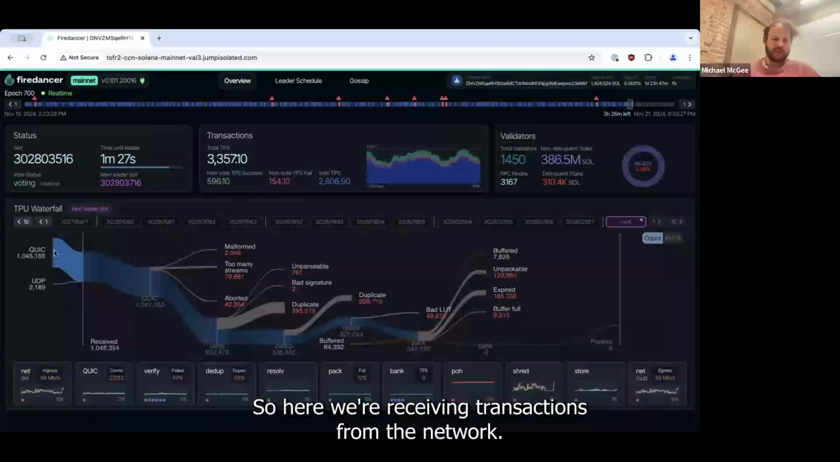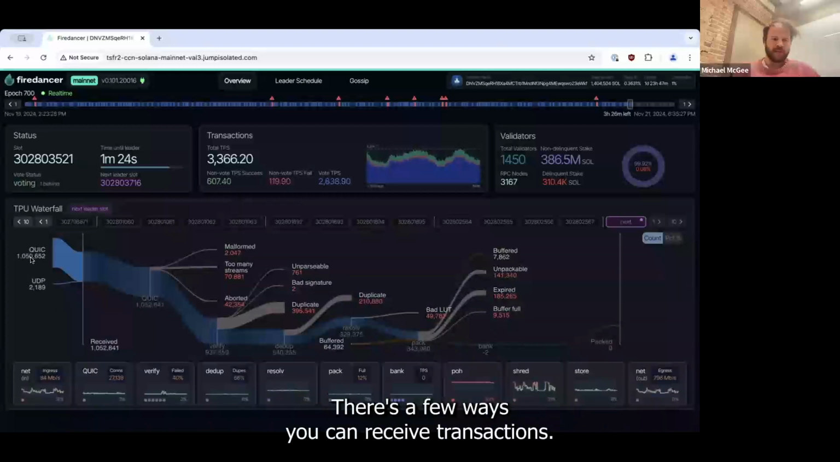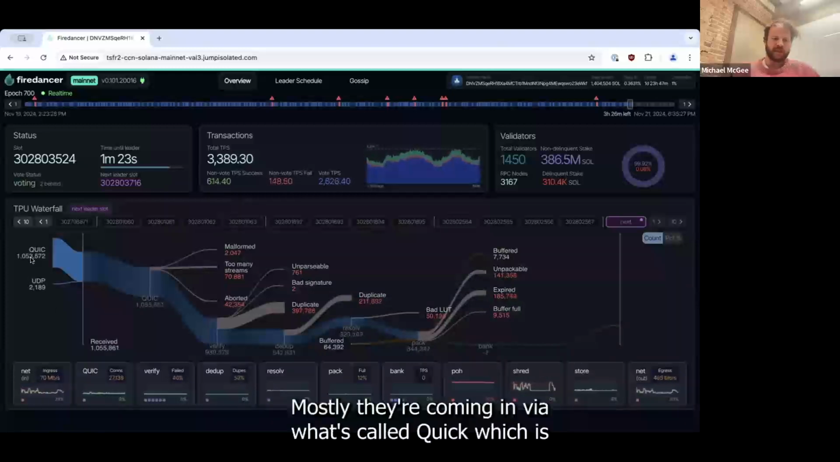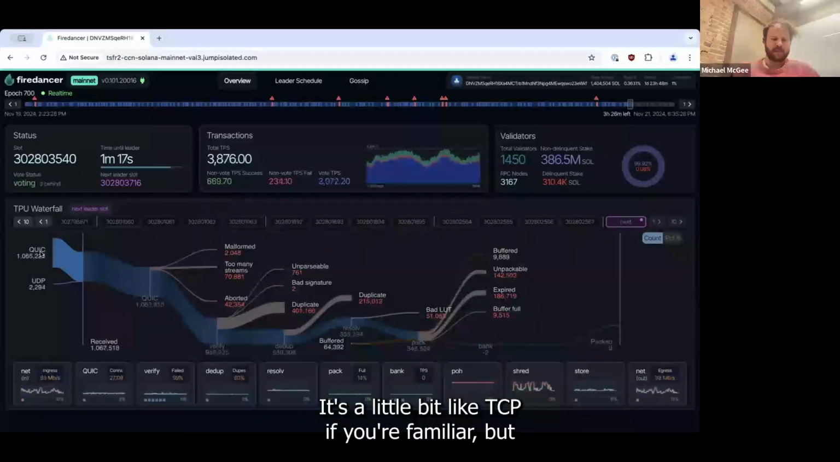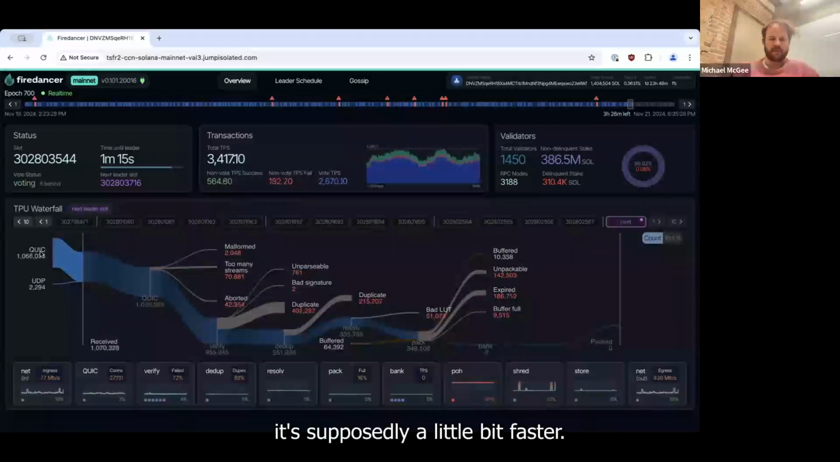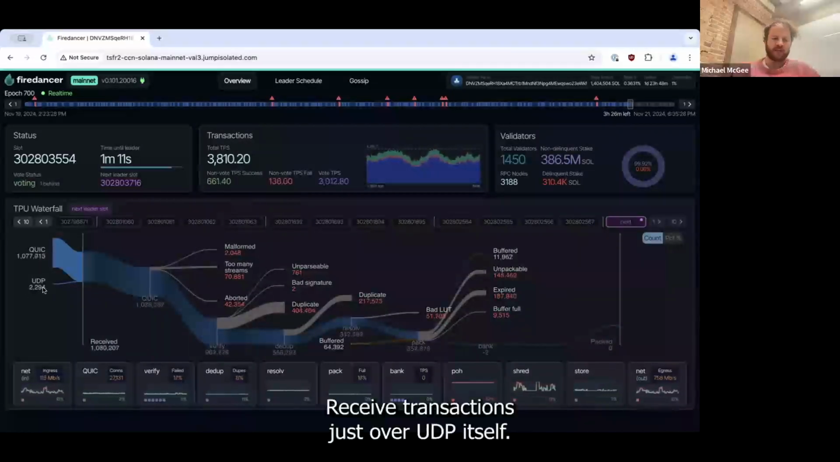So here we're receiving transactions from the network. There's a few ways you can receive transactions. Mostly they're coming in via what's called QUIC, which is a network protocol. It's a little bit like TCP, if you're familiar, but supposedly a little bit faster. We can also receive transactions just over UDP itself.